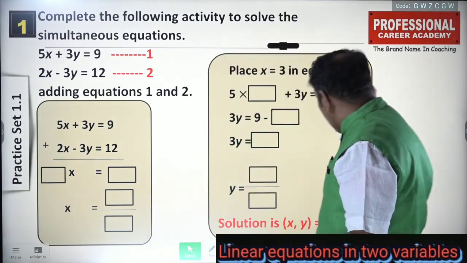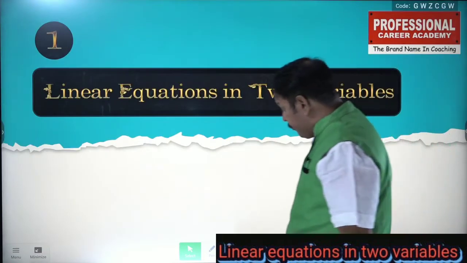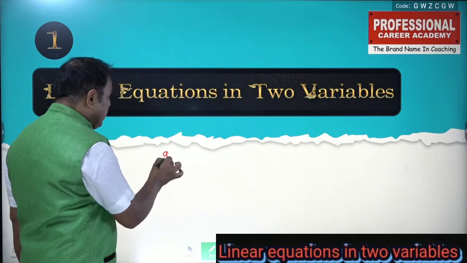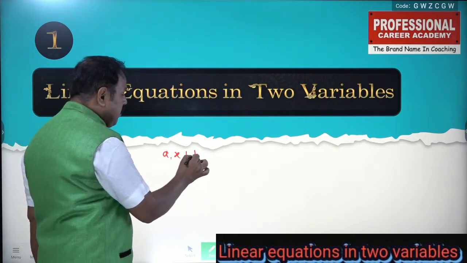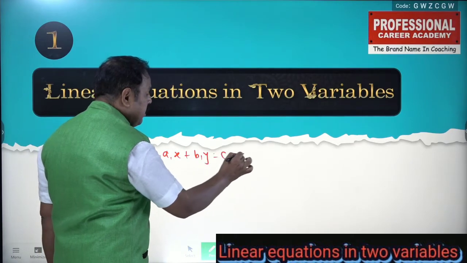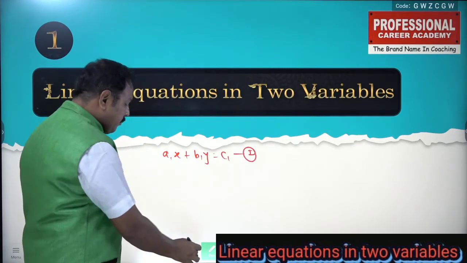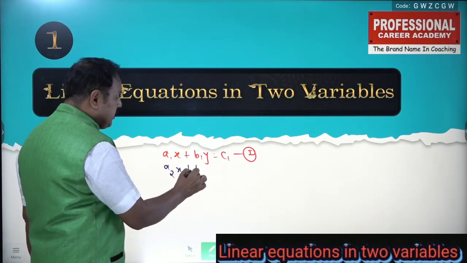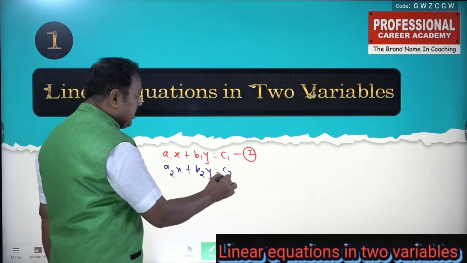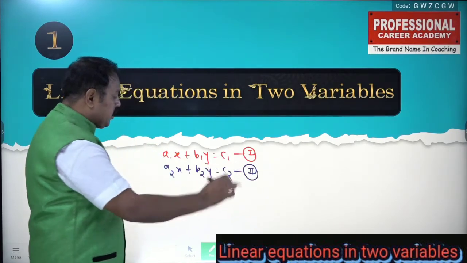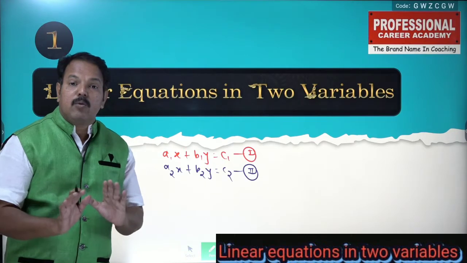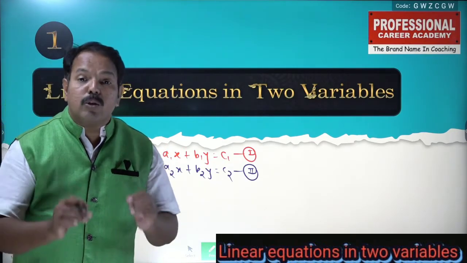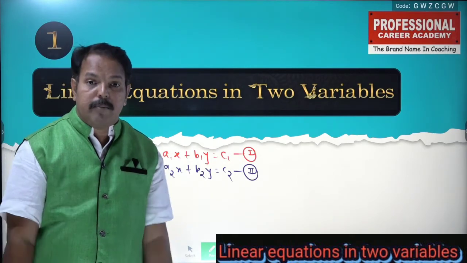Let us see here. Before that, remember, look at this. Suppose two equations are given. Let the first equation be a1x plus b1y is equal to c1, equation number 1. And let the other equation be a2x plus b2y is equal to c2, equation number 2. These are the simultaneous equations. Now the question arises, how to solve these equations by using the elimination method.